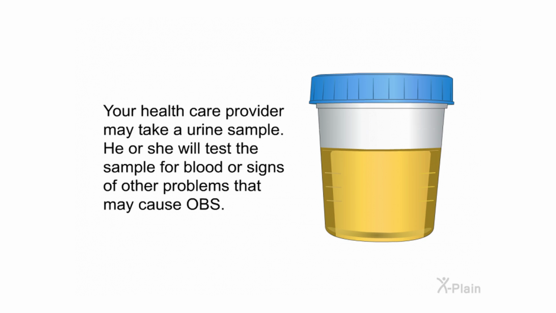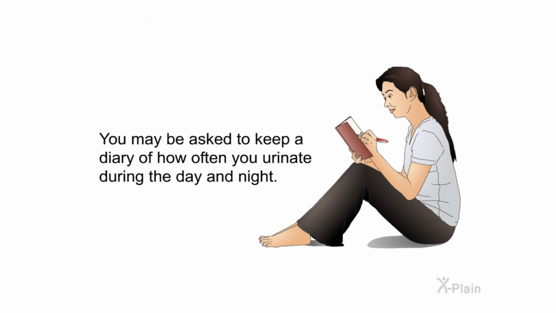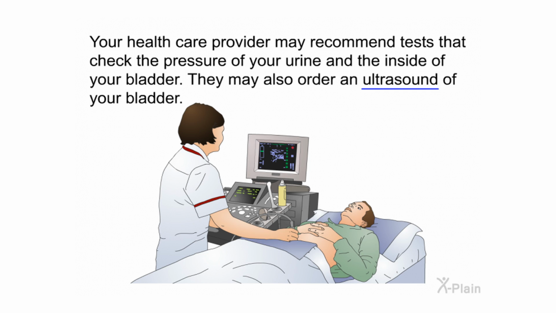Your healthcare provider may take a urine sample. He or she will test the sample for blood or signs of other problems that may cause OBS. You may be asked to keep a diary of how often you urinate during the day and night. Your healthcare provider may recommend tests that check the pressure of your urine and the inside of your bladder. They may also order an ultrasound of your bladder.